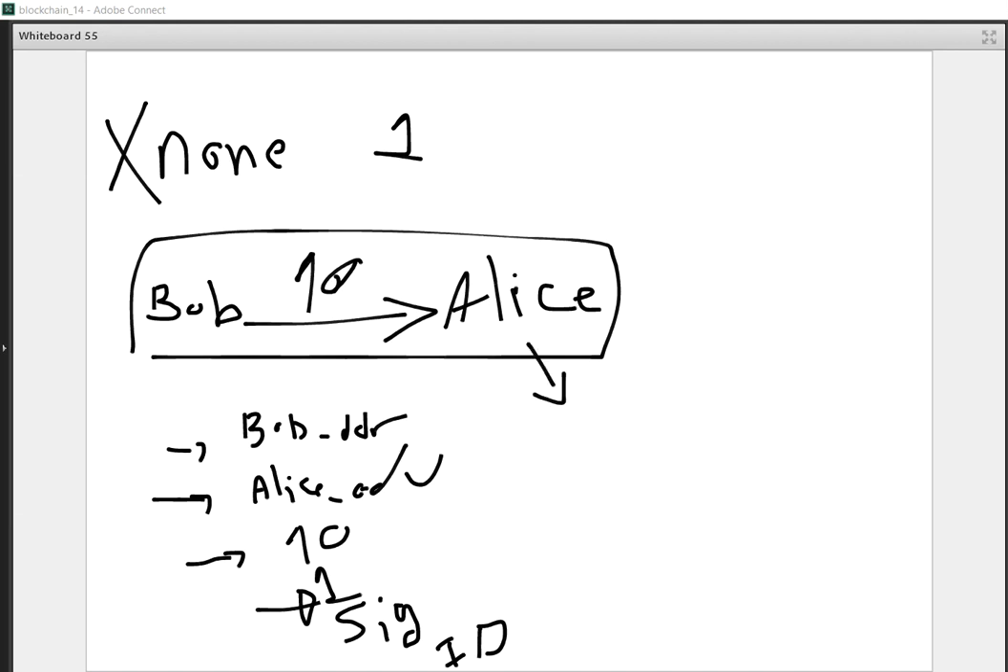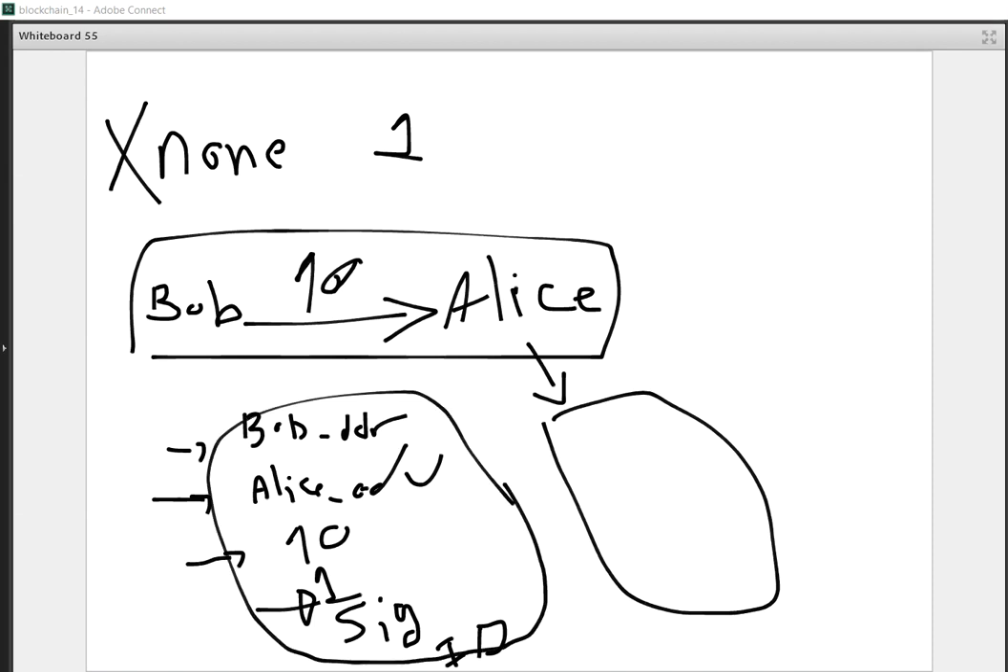Suppose that, again, tomorrow, Bob wants to send another 10 Bitcoin to Alice. So he must create another transaction. The transaction will be exactly the same as the previous. So other nodes in the network say, oh, you have previously created the transaction, and before miners put the transaction inside the block, they will reject the new transaction. Understand?